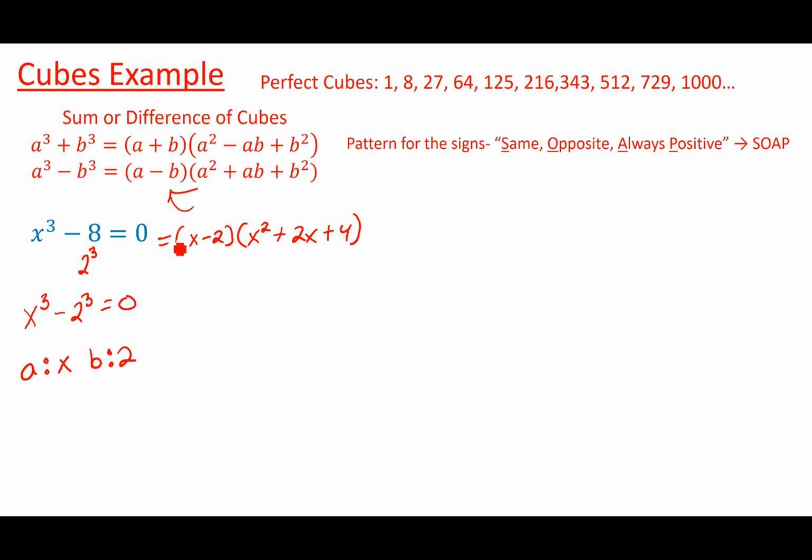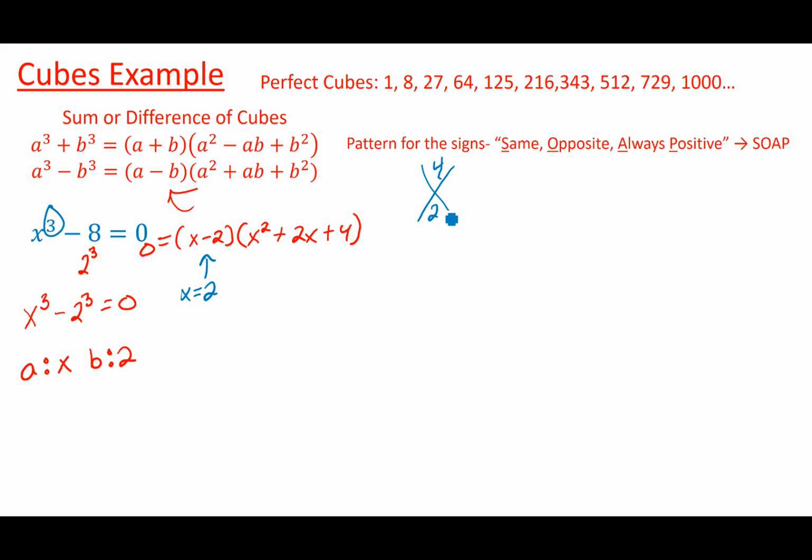So this is factored form. x minus 2 times x squared plus 2x plus 4. Ultimately, we're going to solve these. Set it equal to 0. So if x minus 2 is a factor, what's x going to be to make it 0? Positive 2. All right, so we have one solution already. We know there's going to be 3 total solutions because this is a degree 3 polynomial. x squared plus 2x plus 4.